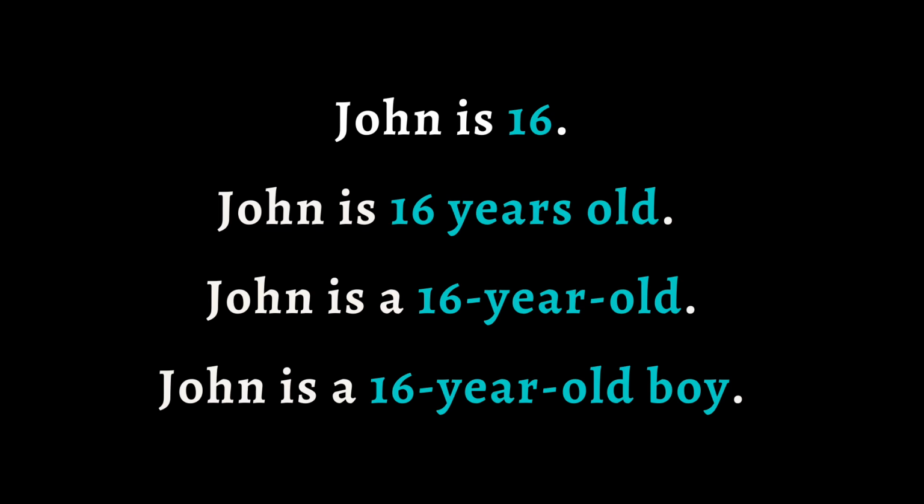Notice that in the first sentence, the age is simply stated, while in the second sentence, 16 years old is used as a subject complement adjective. The third sentence uses 16-year-old with hyphens in between as a noun, while in the last sentence, the same format is used as an adjective that precedes the subject complement, boy.